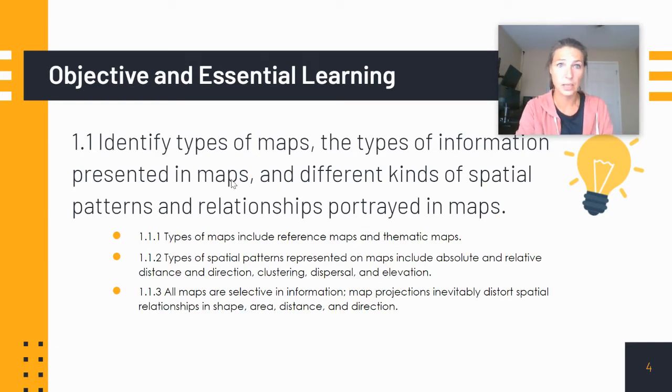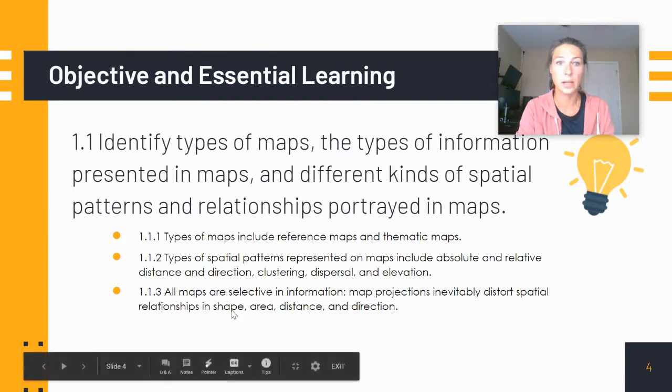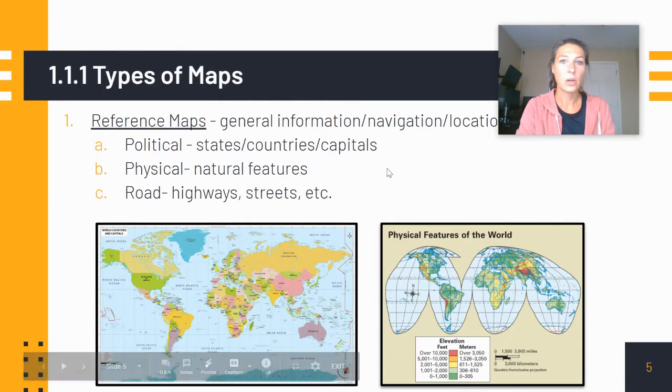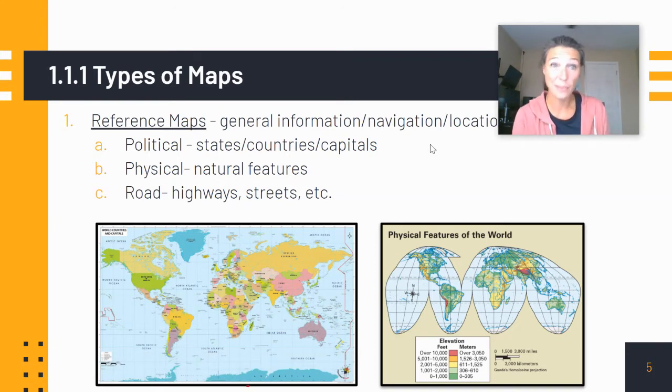By the end of this presentation, you should be able to do all of this and explain all of these things. Okay, now there are 2 types of maps. There's the boring maps like these. These are just reference maps. And reference maps just provide general information.